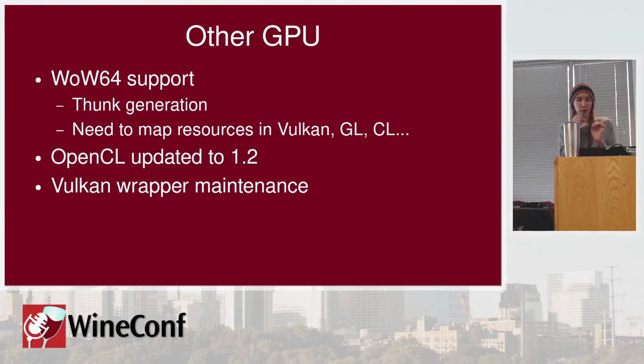The other thing that makes these libraries difficult is that most of them involve some sort of mapping a resource, which is something I sort of touched on earlier. And all of those resources return a pointer from the Unix side or from the 64-bit side, which in WoW64 means we are giving a 64-bit pointer to a 32-bit application, which won't know what to do with it.